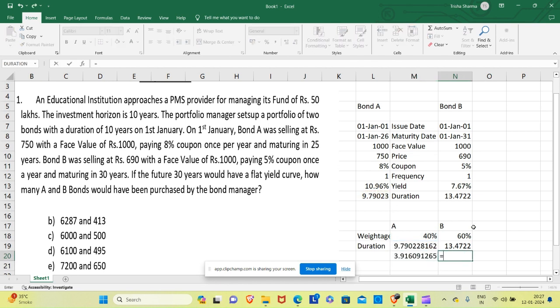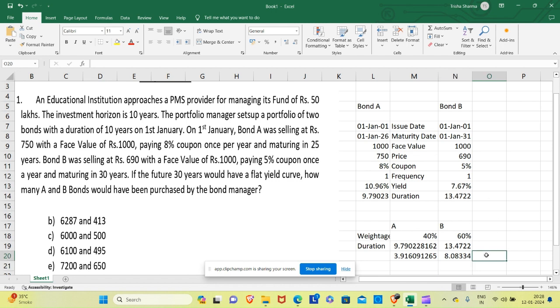Then similarly, we will multiply 60% with the duration value which has been given here, and we'll get this value. So what we did here was we basically multiplied two columns. The first column is the 40% and the second column is the duration value, which is anyway written here. And further we multiplied 60% with the duration value, which is written below also, but since it is not visible on the screen, I did it that way.